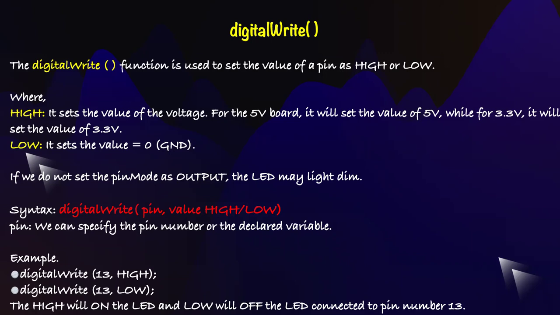I hope you have understood this. This is how the code is written. Now, for pin, we can specify the pin number or the declared variable over here. For example, digital write 13 as high, and digital write 13 as low. That means high will switch on the LED and low will switch off the LED connected to pin number 13. That is how we write it.